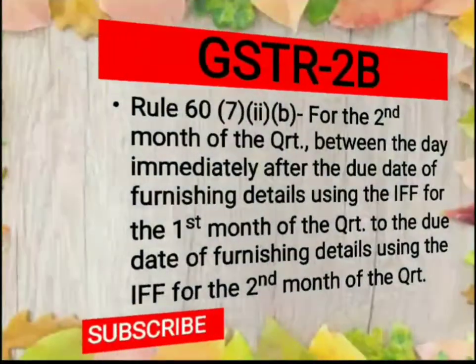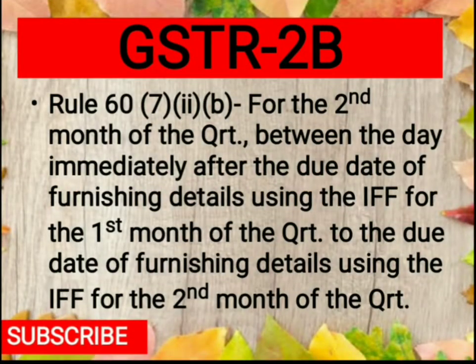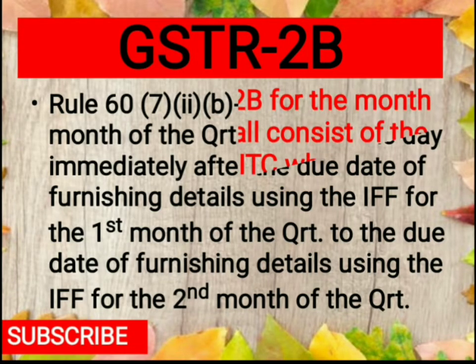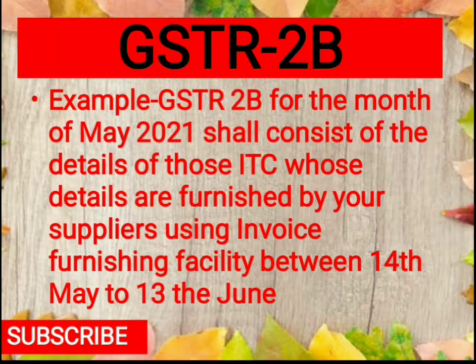For the second month of the quarter, between the day immediately after the due date of furnishing details using the invoice furnishing facility for the first month of the quarter to the due date of furnishing details using the invoice furnishing facility for the second month of the quarter. Say for example, GSTR2B for the month of May 2021 shall consist of the details of those ITC whose details are furnished by your suppliers using invoice furnishing facility between 14th May to 13th June.